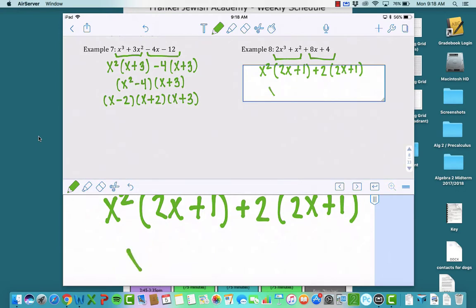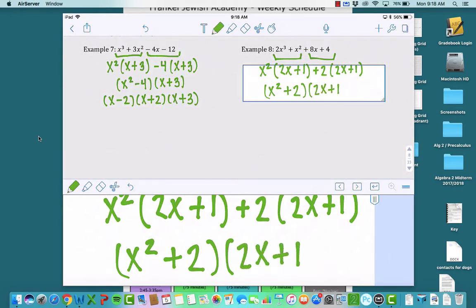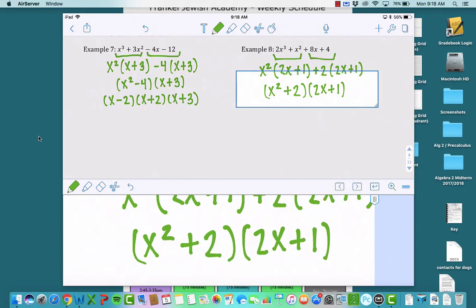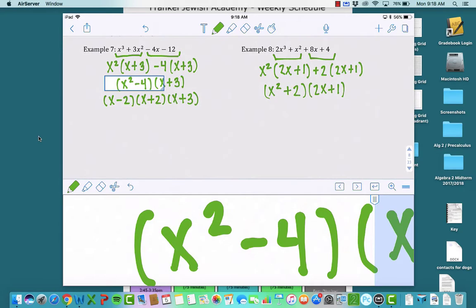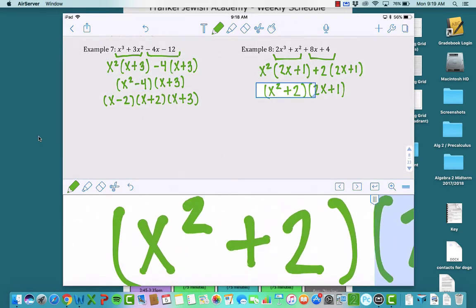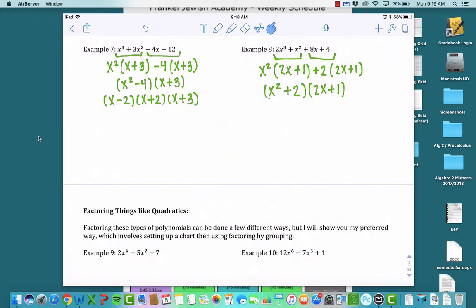So I am left with x squared plus 2 in one set of parentheses, and 2x plus 1 in the other set of parentheses. Now, over here, we could change x squared minus 4 because it was a difference of squares. This is not a difference, it is not subtraction. So because we're not dealing with imaginary numbers just yet in this chapter, I'm going to leave it alone. That is fully factored. So this is fully factored for example 7, and this is fully factored for example 8.